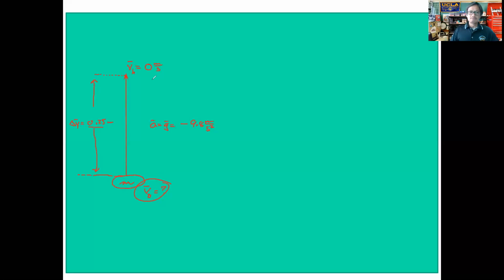So this is motion in one dimension with constant acceleration, so we can apply the kinematic equations. Let's list the 3 kinematic equations that we know. V final equals V initial plus A times T. Let's list the second one. It's delta Y equals V initial times T plus 1/2 A T squared.